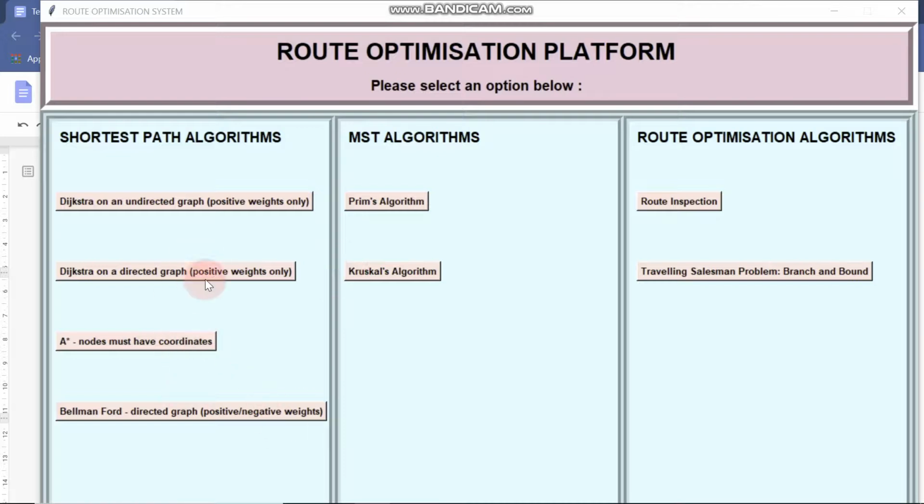So if I come here, which one was it? Oh, sorry, my mind's gone blank.